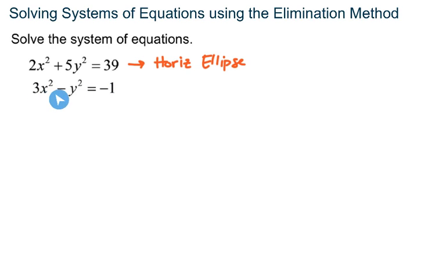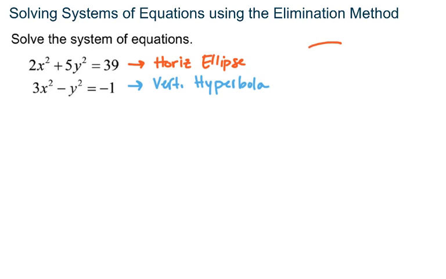The bottom equation, well, it's a hyperbola because we have different signs. X squared minus y squared. I'd be inclined to think this is a horizontal transverse axis hyperbola. But what's going to happen when I divide by a -1? Those signs are going to switch and we'll have y squared minus x squared. So this is actually a vertical transverse axis hyperbola.